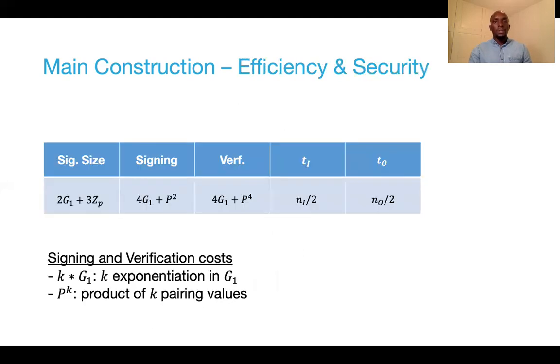In terms of efficiency, the group signatures only consist of two group elements and three exponents. The signing and verification costs are also relatively low, and the scheme generally supports the corruption of less than half of the authorities.